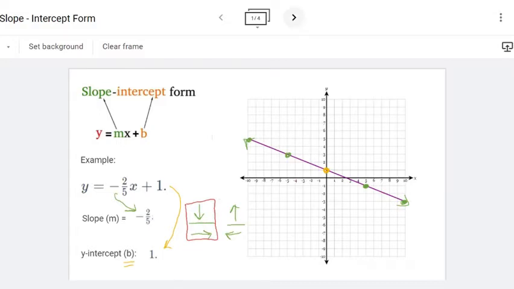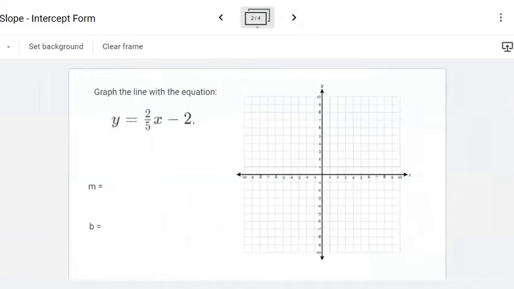So let's look at another example. Graph the line with the equation y equals 2/5 x minus 2. So my m is going to be 2/5, and my b is going to be negative 2. So I'm going to start at my b of negative 2, and I'm going to travel my 2/5. Because it's positive, I'm going to go up 2, and I'm always going to go to the right 5. Up 2, right 5. I'm going to do it again since I have room. Up 2, right 5.